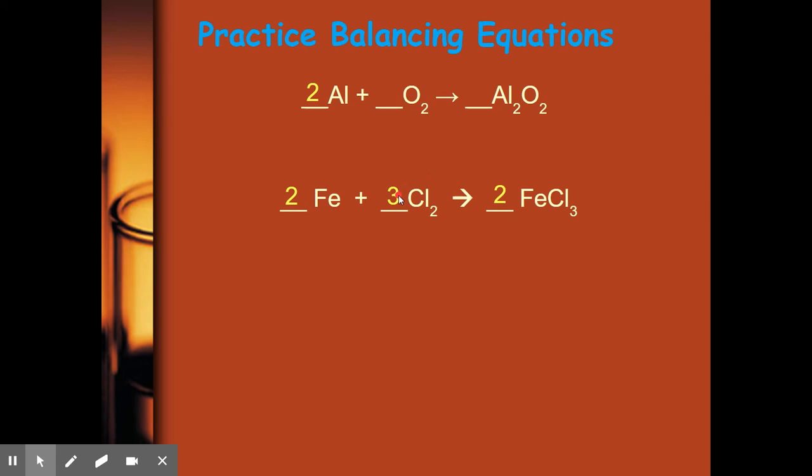And when we get to the Edpuzzles, I'll probably have you do that as well. What are the coefficients for all the things from left to right? And for this reaction, you would just say 2, 3, 2. Okay, now we go on to this reaction.